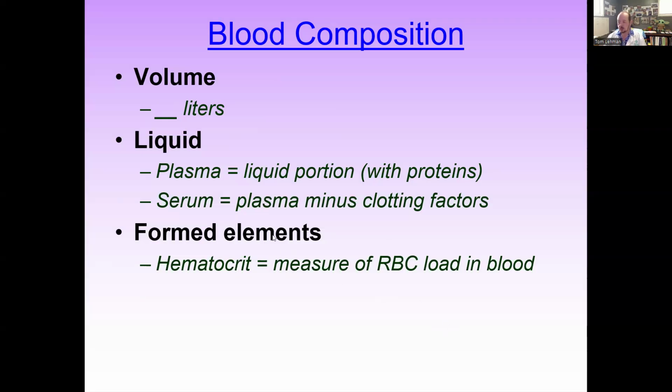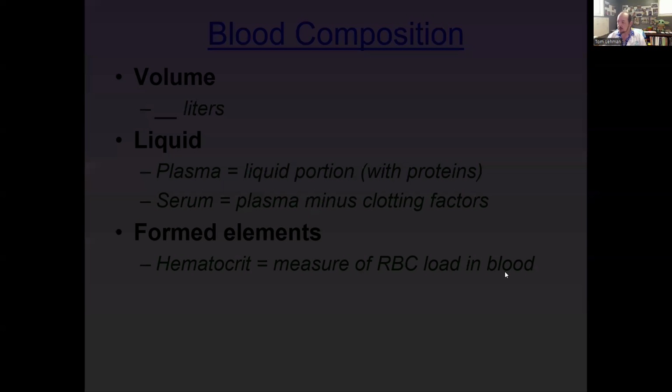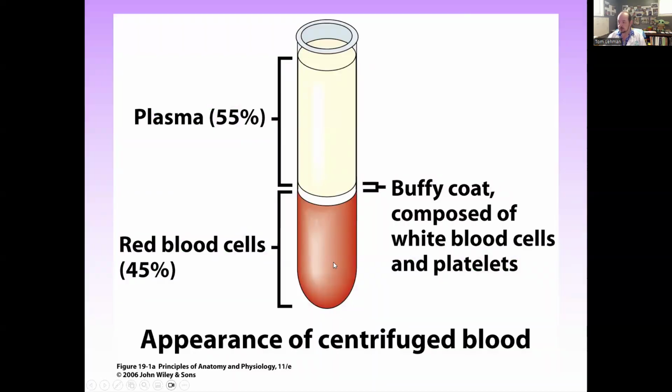The formed elements are the cells and cell fragments. That's the erythrocytes, the leukocytes, and the platelets. Hematocrit refers to the measure of red blood cells in blood itself. So if we take a tube of blood and spin it down in a centrifuge, we'll find the plasma sits on top, and the red blood cells sit on the bottom, and in between is a buffy coat made of white blood cells and platelets. This volume of red blood cells is the hematocrit. So when we ask for your hematocrit, we want to know what percent of your blood is the oxygen carrying ability. For the average person, it is about 45%.